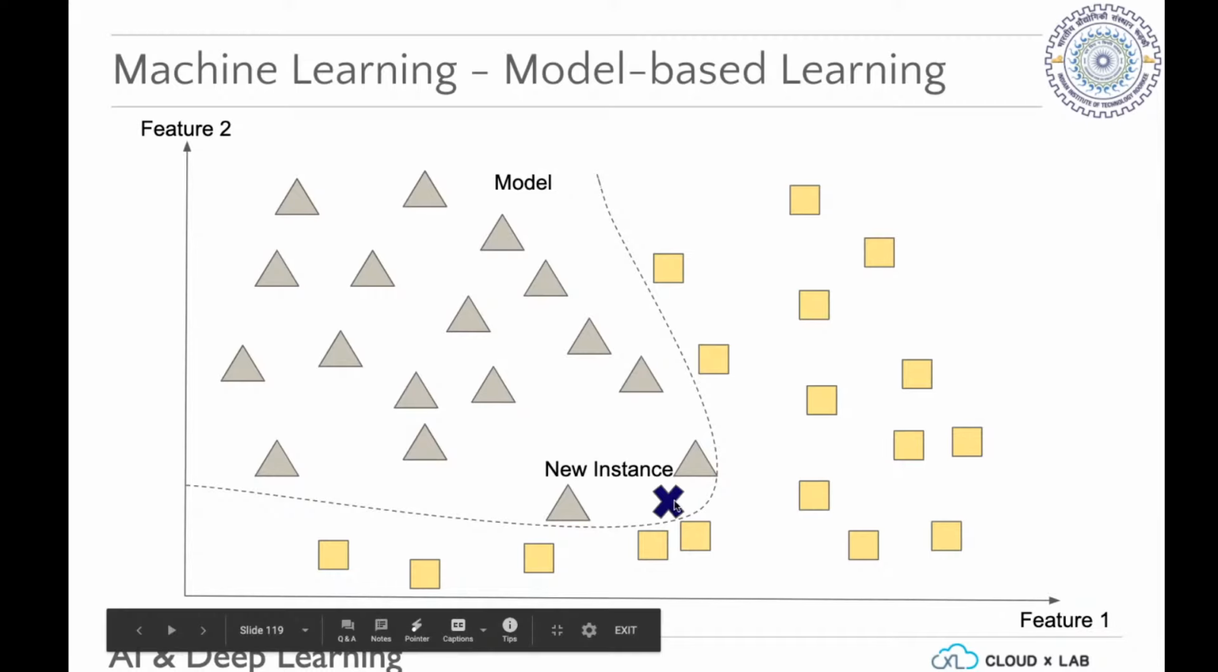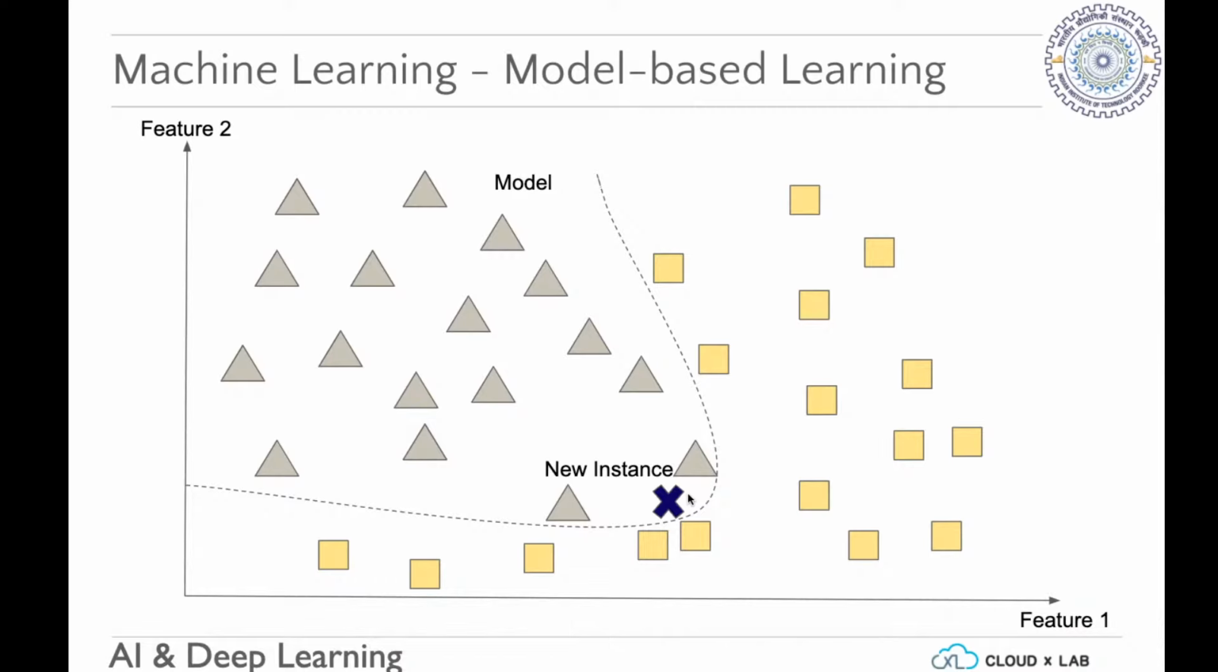In instance-based checking, what you were doing was comparing similarity between closest instances. Here, the model has built an understanding of what the differentiation is between the instances, between triangles and rectangles, and it checks which side of the model this particular instance falls on. Is that clear?